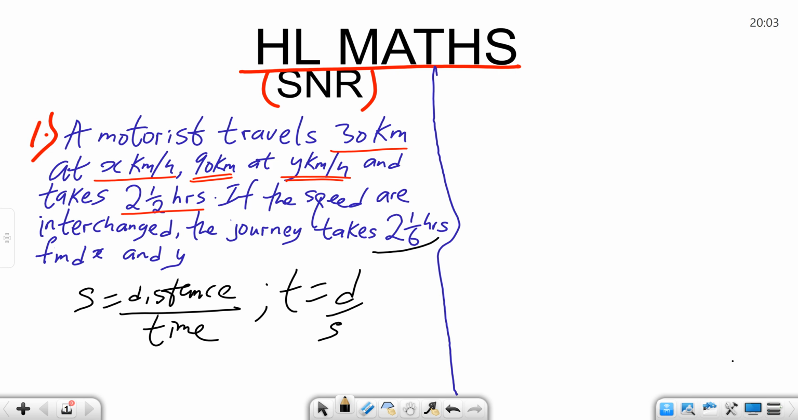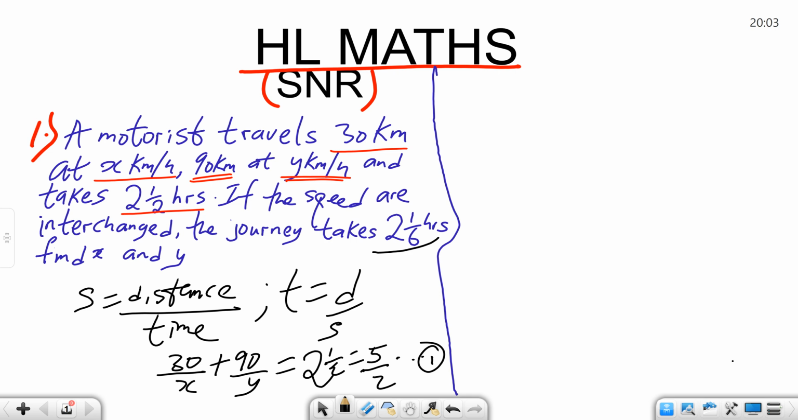So if you observe, we're going to have a single expression here. A motorist travels 30 kilometers at x kilometers per hour. So we have 30 kilometers as a distance divided by x as a speed. Then also travels 90 at y, so plus 90 over y. The time taken for both is 2.5 hours, and 2.5 can be expressed as 5 over 2. So we can call this equation 1.